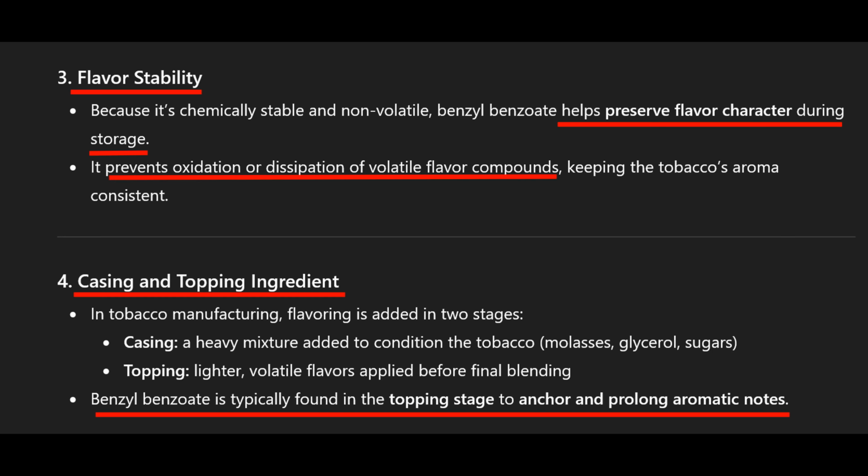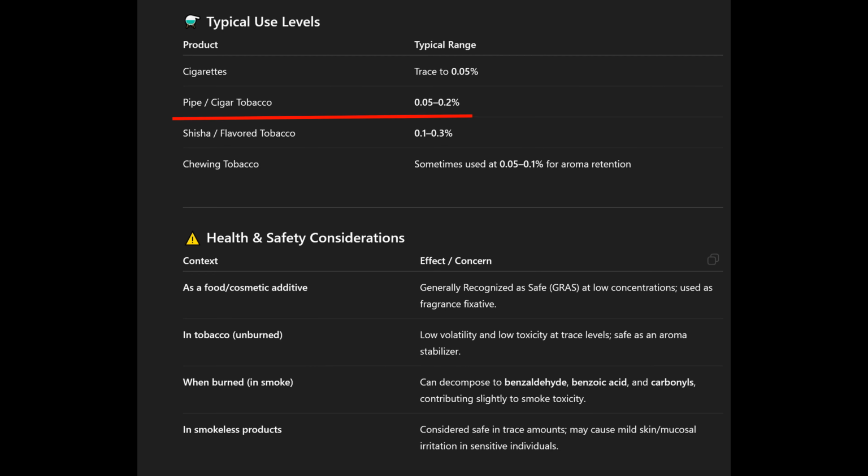Going further, we have typical use levels. In pipe and cigar tobacco, it says 0.05 to 0.2%. Again, we go to Mr. Janez's video and see it in the pipe blends. Health and safety consideration, you can pause this video and read.